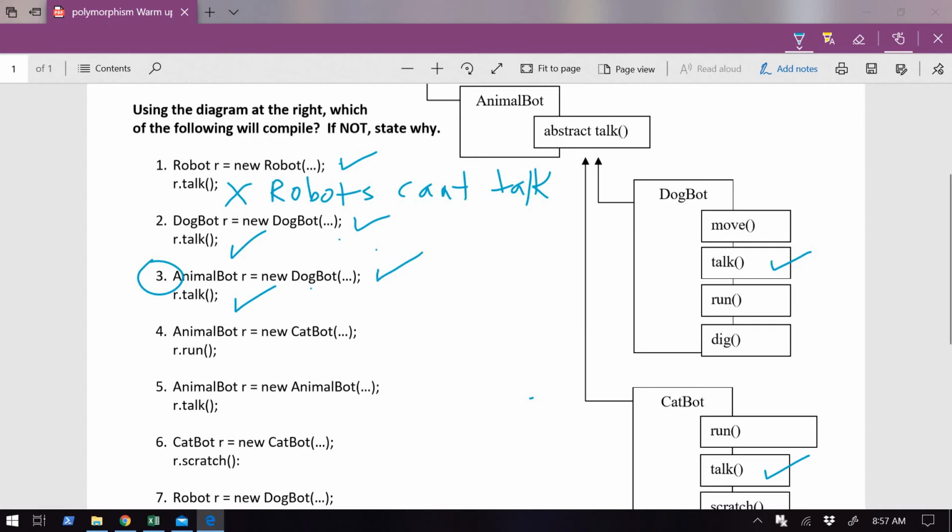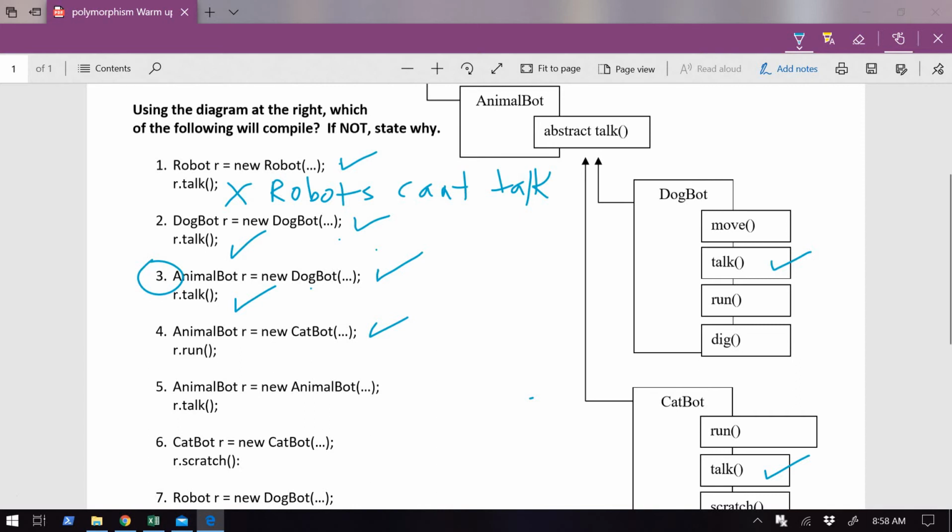Let's move on to number 4. I've got something general, an animal bot, pointing at something more specific, a cat bot. All of that's okay. But let's look at the role of the object. The role of the object R is an animal bot.